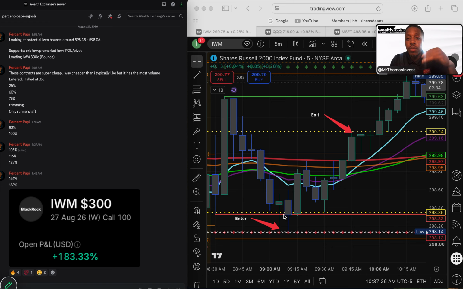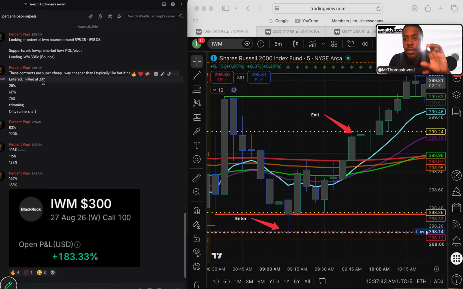But they had twice as much volume as the higher strike. So right here, it was $6. It was closest to my level right here at the previous day low. And $6, you can't get better than that. So I entered. I got filled at $6. I bought however many I need to.